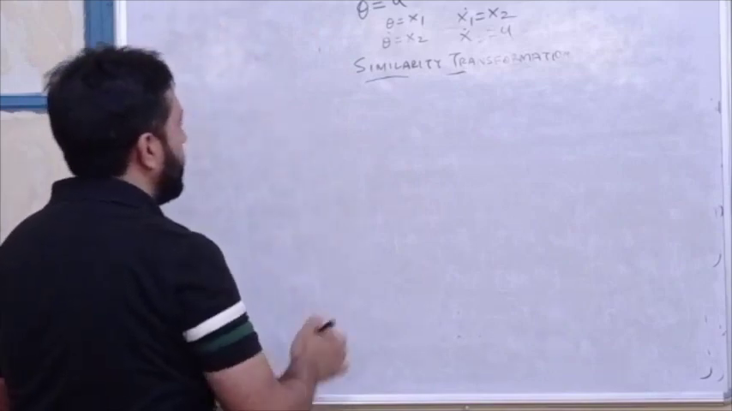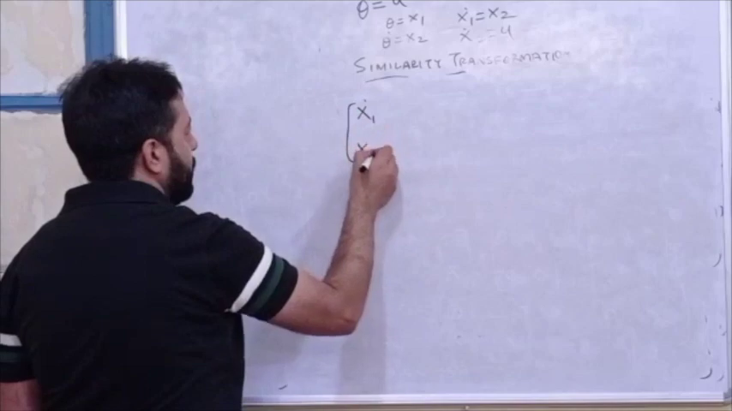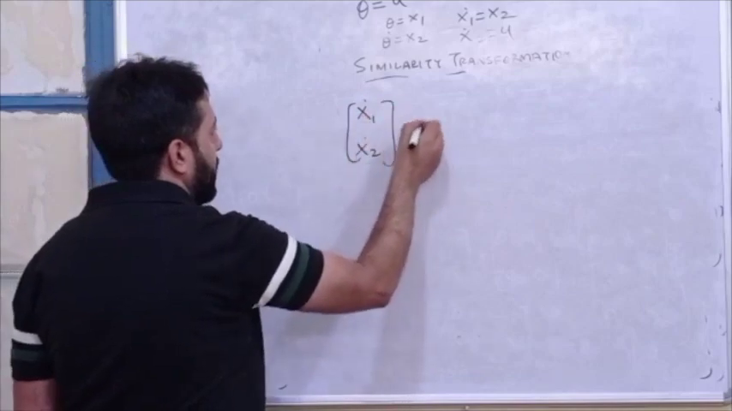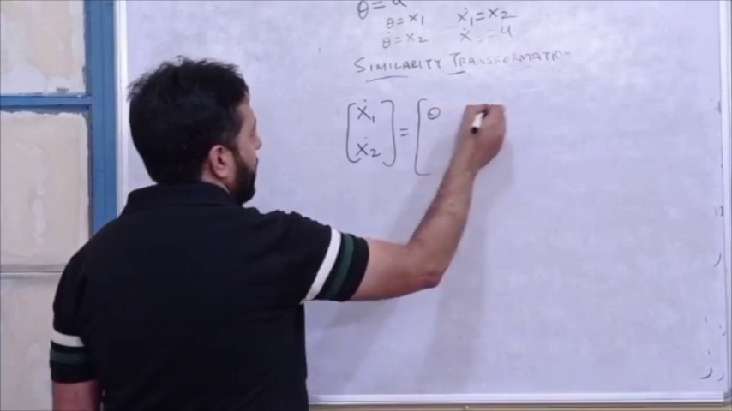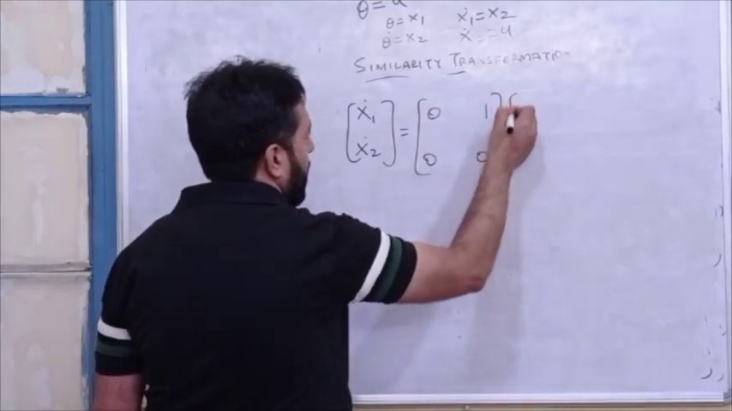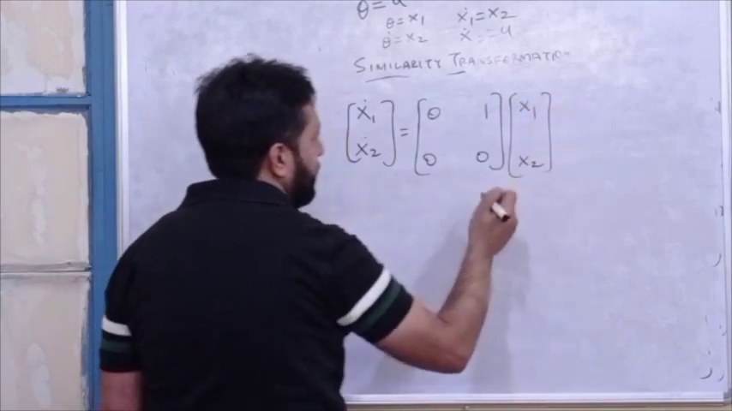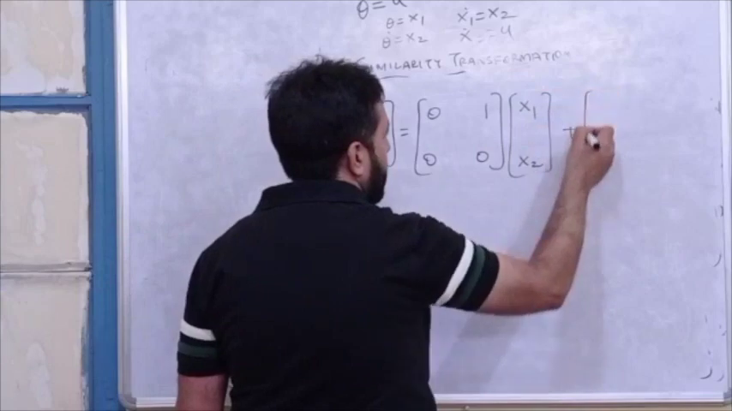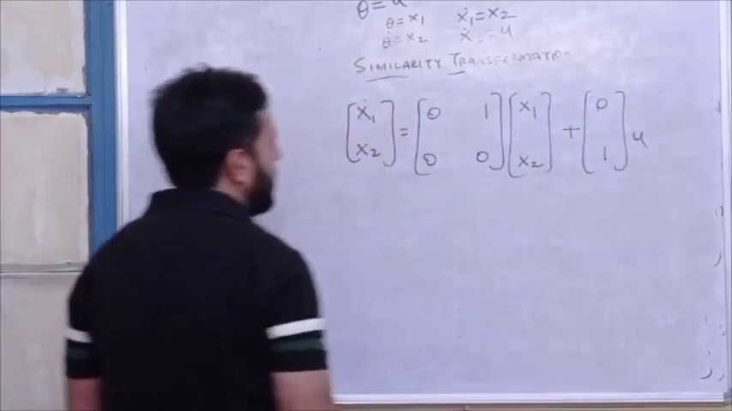So we have got x1 dot, x2 dot equal to x1 dot is x2, so that is 0 and 1. X2 dot is u, so this is 0 and 0. So this is x1 and x2. So yeah, plus we have got 0 and 1 and u. Okay, na? So this is your A.